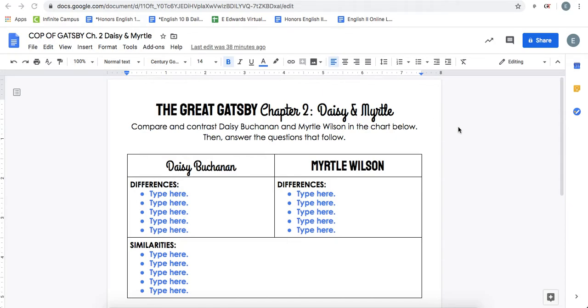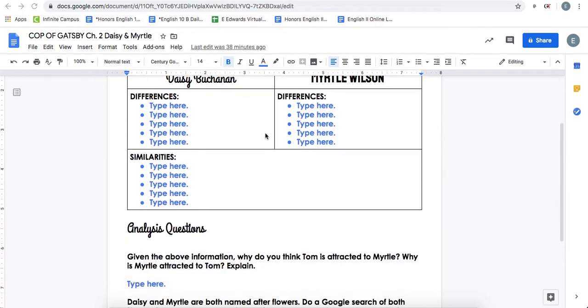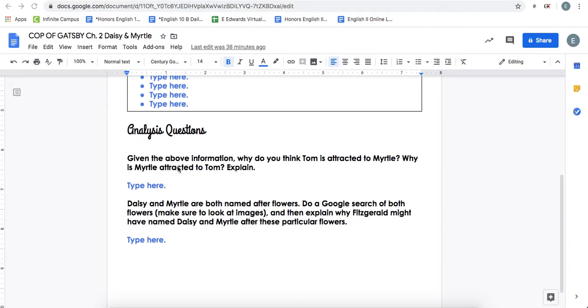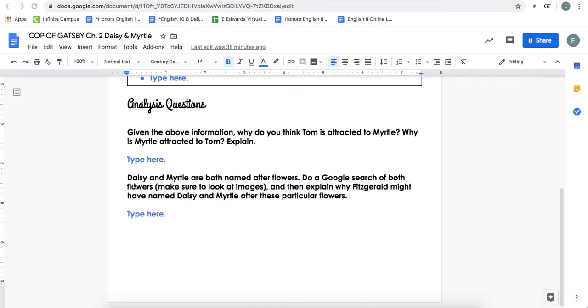Okay. So, today part of your assignment for Great Gatsby Chapter 2 is that you can choose to do this part, the compare and contrast of Daisy Buchanan and Myrtle Wilson in the chart below. And then you have a couple of analysis questions. So I just wanted to do a guided video real quick on this one.